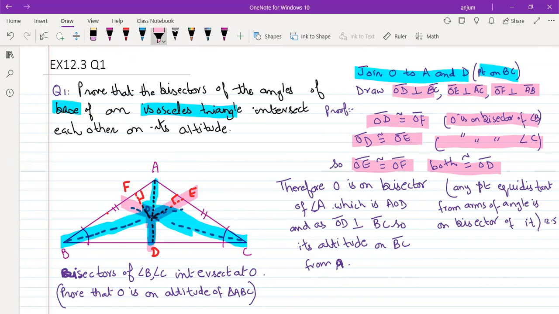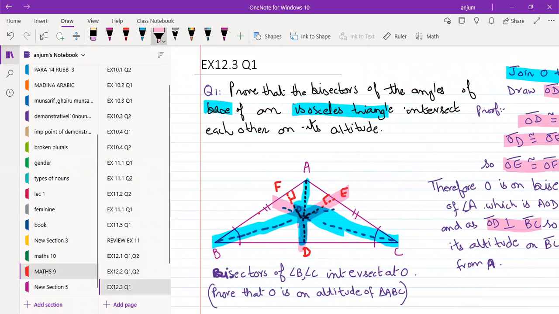So OD is perpendicular to BC. It means that OD is the altitude, because for an altitude it must be perpendicular to some base. So it is proved that O is on the bisector, and O is on a part of AOD, and OD is perpendicular to BC. Not proved, it was taken as a step of construction. So OD was a perpendicular on BC, and we have proved that O is a part of OD and O is on the bisector of the angle A. So by combining all these results, we can say that O is on the bisector of the angle ABC.